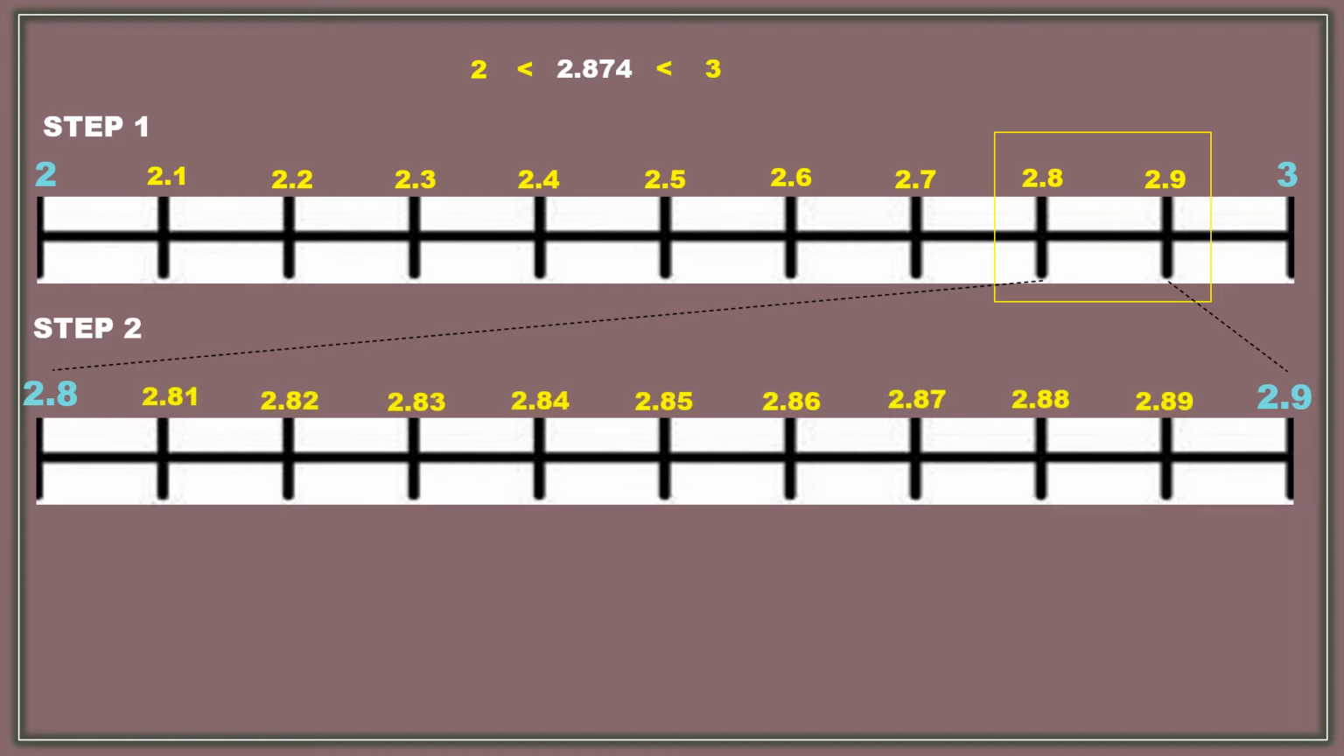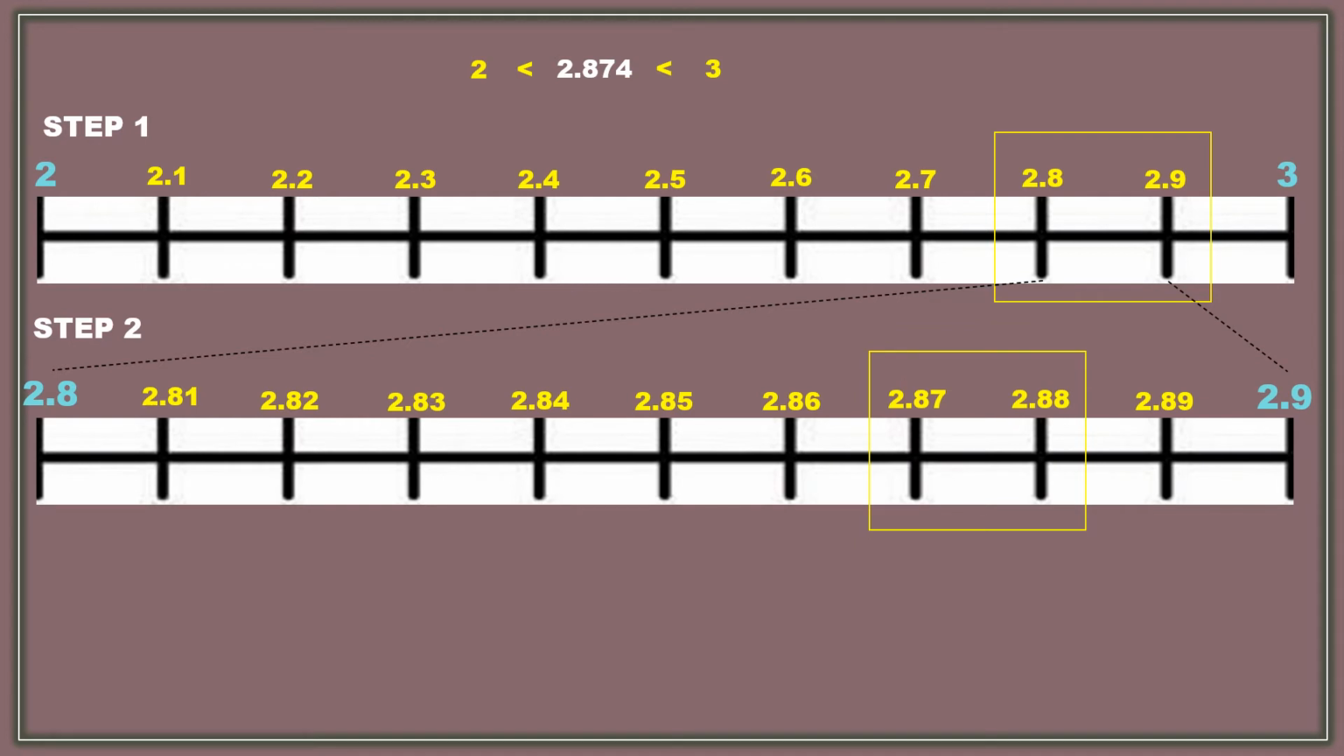Okay, 2.81, 82, 83, 84, 85, 86, 87, 88, 89, right? So now it is 2.87. Here it is 2.87, again there is a 4, which means it will be in between 2.87 and 2.88. Simple. If there is another digit after this step, then it should be marked in between the next one and this one, 2.87 and 2.88.